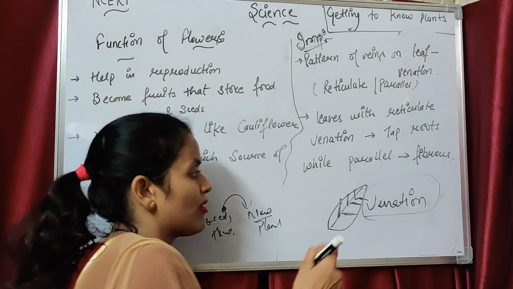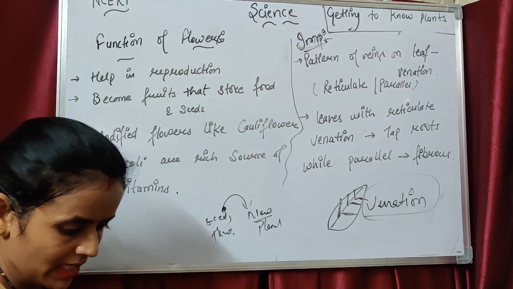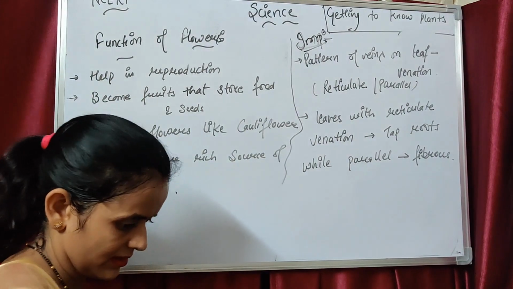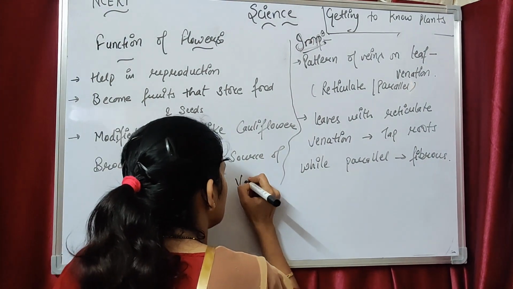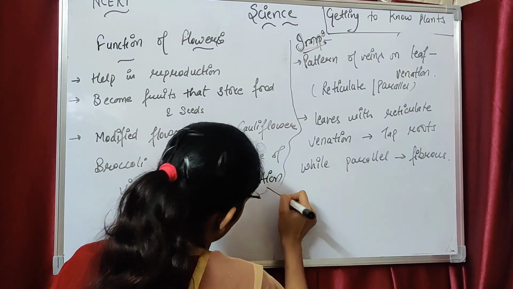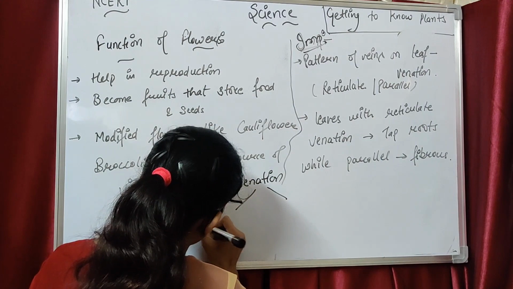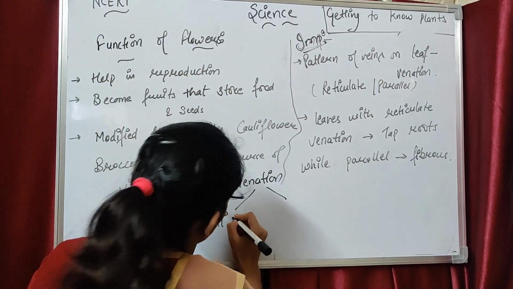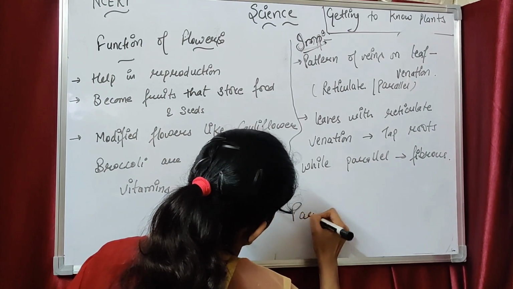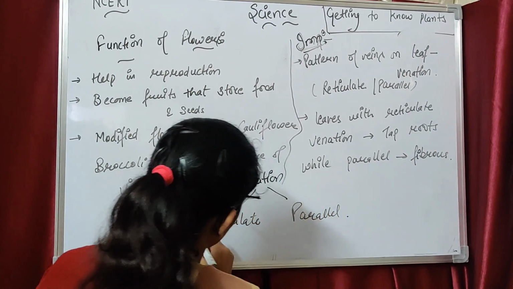There are 2 types of venation. I am explaining here on this side. Please understand, I missed that. I know somebody commented and told me, ma'am, you missed this thing. So I recalled it. Seriously, I missed this part. So please understand this part here.